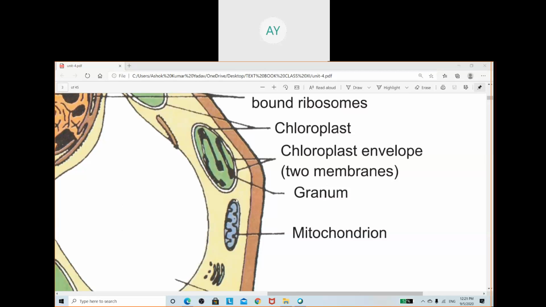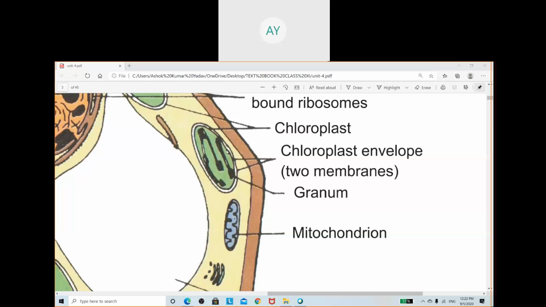Outer membrane is permeable to all the substance, but inner membrane is selective permeable membrane. What I am talking? This one is the outer membrane of chloroplast. This one is the outer membrane of mitochondria. So any molecules, if want to enter inside the chloroplast or mitochondria, it can easily enter through this outer membrane. And you will find the inner membrane. This one is the inner membrane of mitochondria and this is the inner membrane of chloroplast.